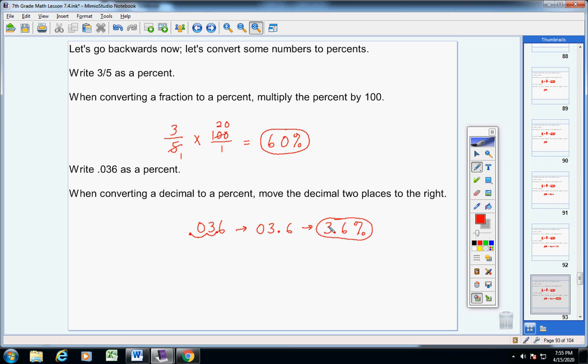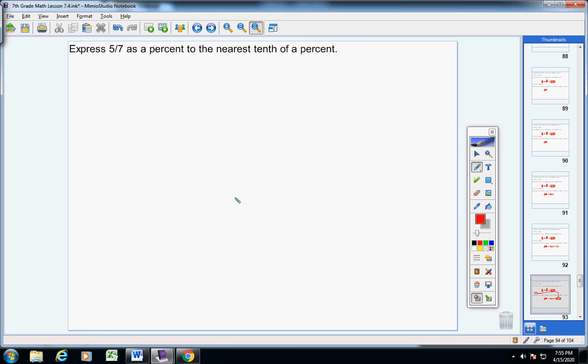And here we go. I'm telling you, this decimal here is the exact same thing as this percentage here. Okay? All right, moving on. Now this is interesting here, guys. I want you to write this as a percent, but I want you to do it to the nearest tenth of a percent. We're going to talk about that in a second, okay?